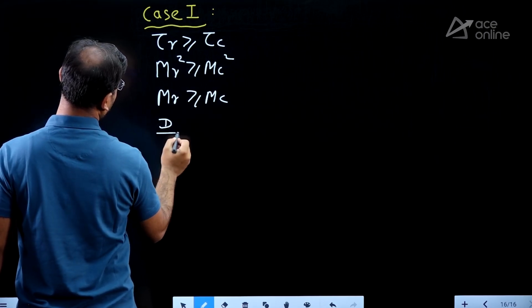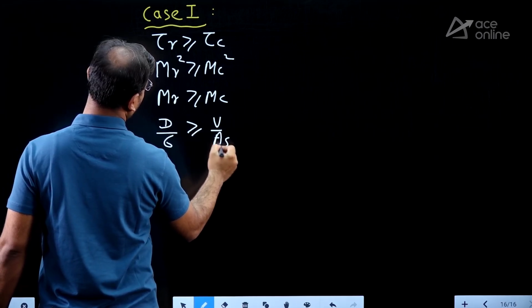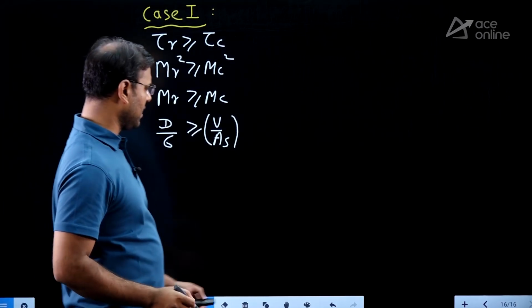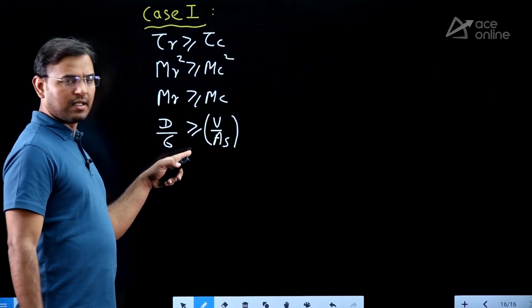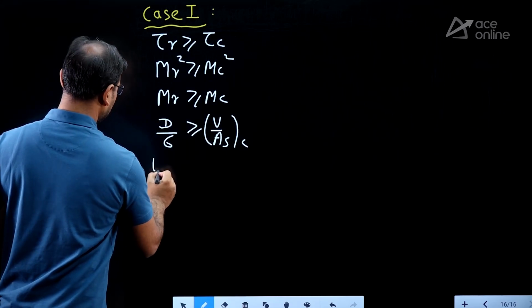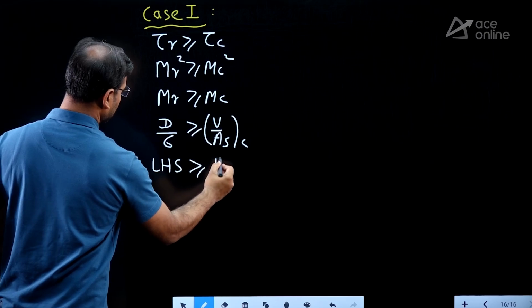Then Mr is D by 6, which must be greater than or equal to the modulus of casting, meaning volume by surface area of casting. Therefore, guys, where is the D here? D is here. This is the D. Now, we have to put the D by 6, and volume by surface area for the casting you have to calculate. And therefore, guys, here the LHS term must be greater than or equal to RHS.